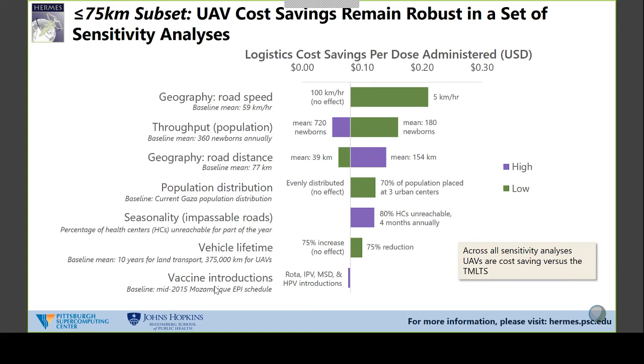The throughput or population also had a large impact. We saw as we had larger populations at each health center, the savings were less, whereas when we had smaller populations, but at a lot of different health centers, the savings were greater. We also looked at differences in population distribution, as well as having impassable roads during parts of the year, and vehicle lifetimes and vaccine introductions.